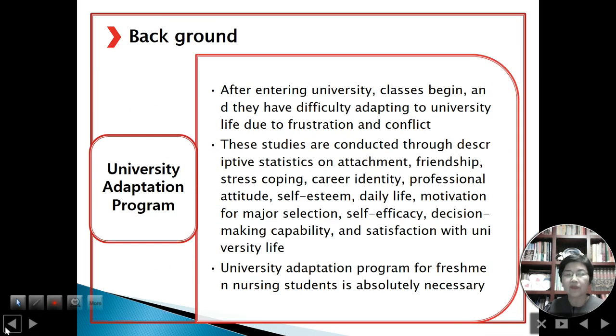University Adaptation Program. After entering university, classes begin and they have difficulty adapting to university life due to frustration and conflict. These studies are conducted through descriptive statistics on attachment, friendship, stress coping, career identity, professional attitudes, self-esteem, daily life, motivation for major selection, self-efficacy, decision-making capability, and satisfaction with university life. A University Adaptation Program for freshman nursing students is absolutely necessary.